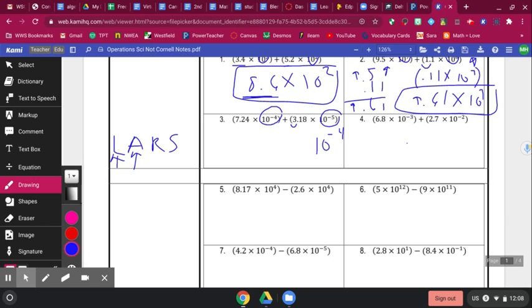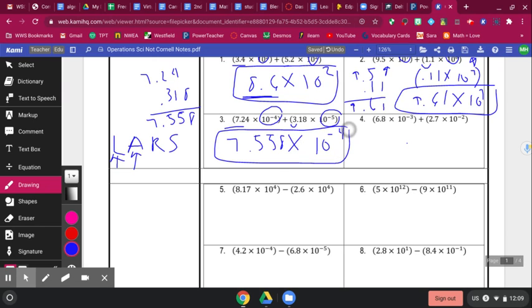So I have 0.318, and I'm going to add 7.24 to that. So I get 7.558 times 10 to the -4th. Again, it's between 1 and 10, so I do not have to make any more adjustments.